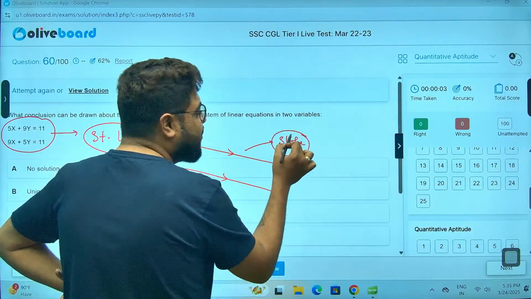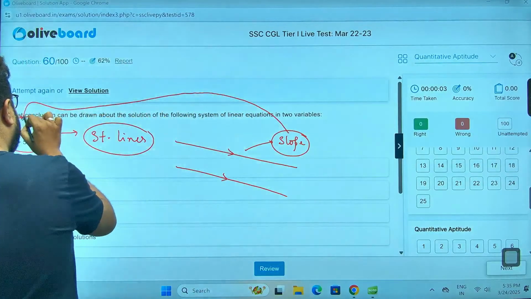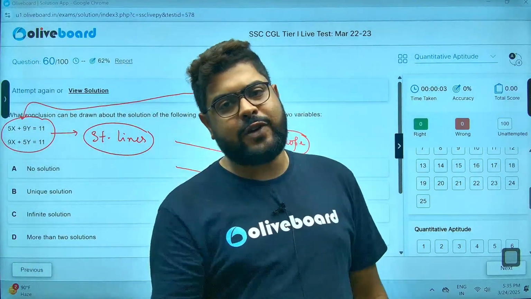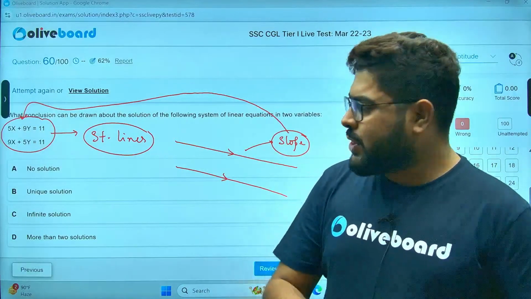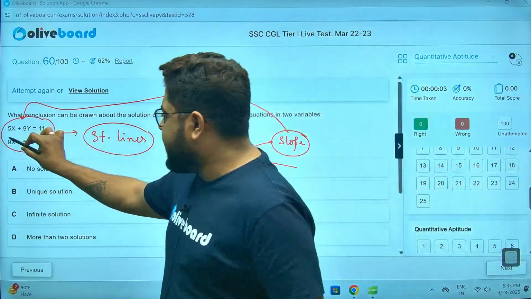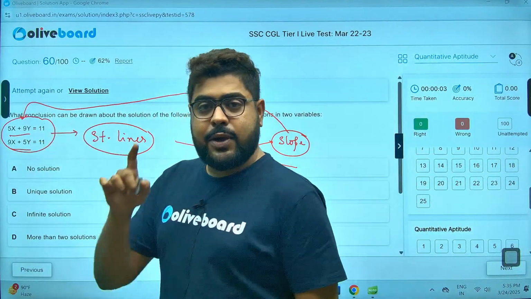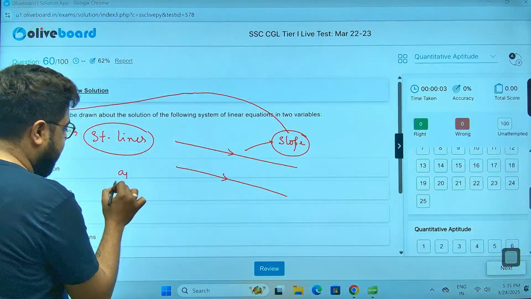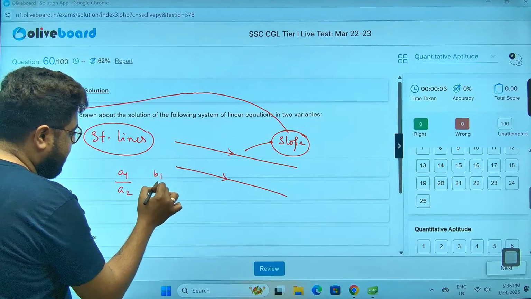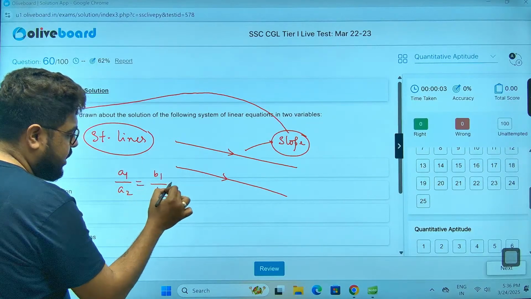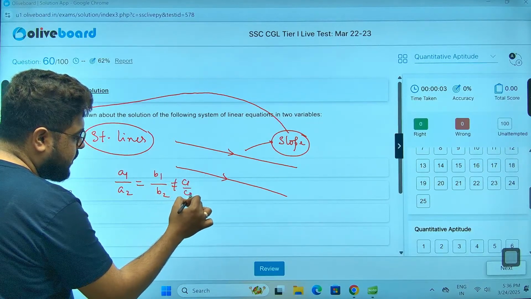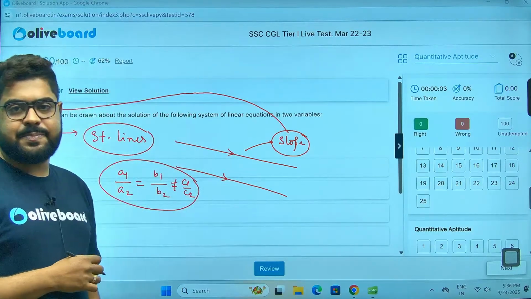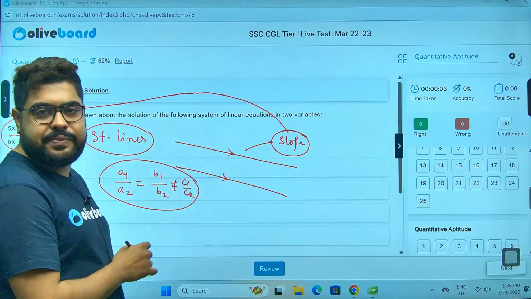Slope only depends on the coefficients of x and y. So if the coefficients of x and y are equal, or the ratio is equal, the lines will be parallel. So if A1 by A2 equals B1 by B2, and is not equal to C1 by C2, then they are parallel lines, meaning parallel lines never intersect with each other. They will have no solution.